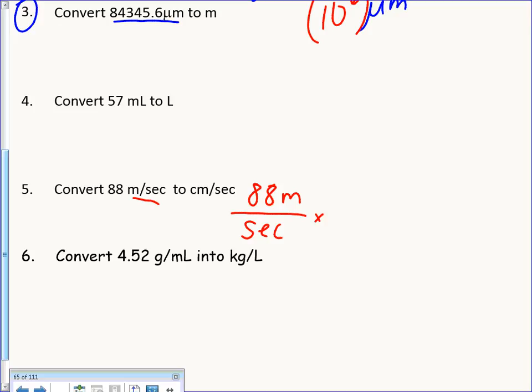Okay, now from this unit to this unit, what's really the only thing that's changing? Just the length, right? The centimeters and meters. So what is the only unit I need to play with? It's not seconds, it's just meters. So I need to take this one and cancel it. So how do I cancel it? Put it on the bottom. What unit do I want on top? Centimeters.